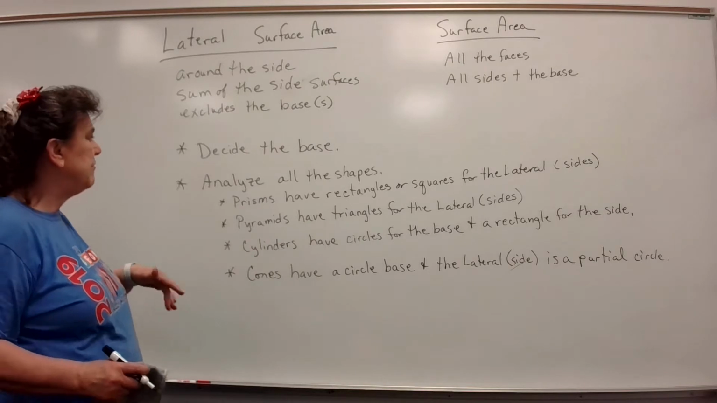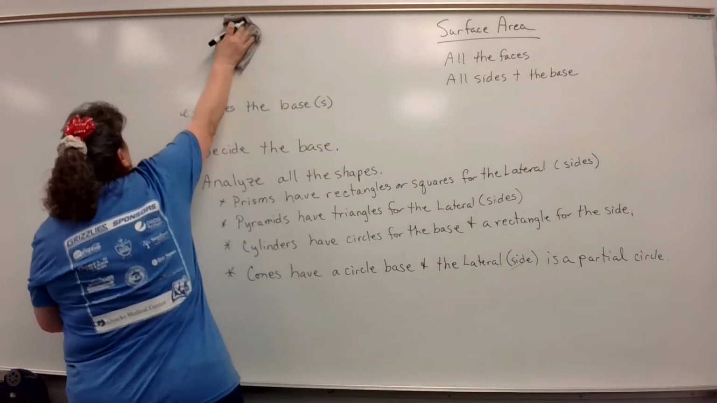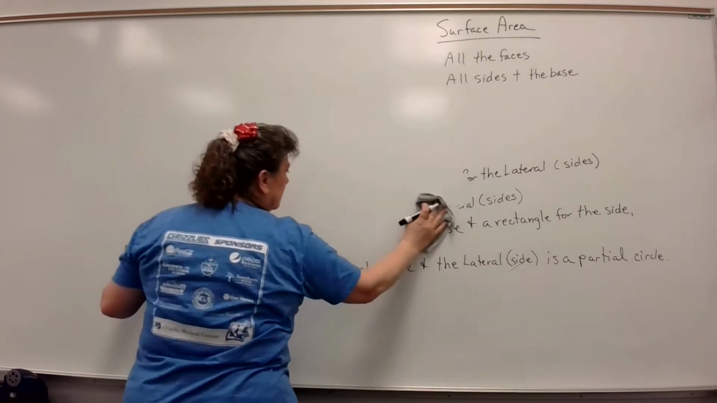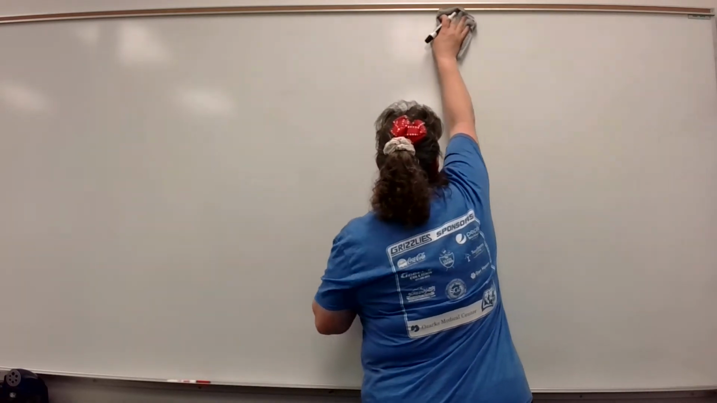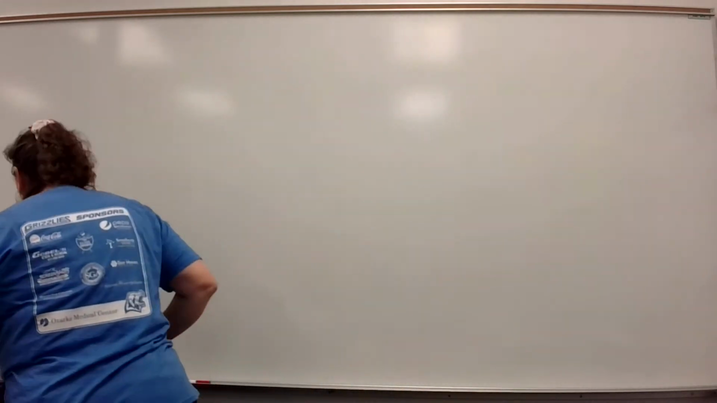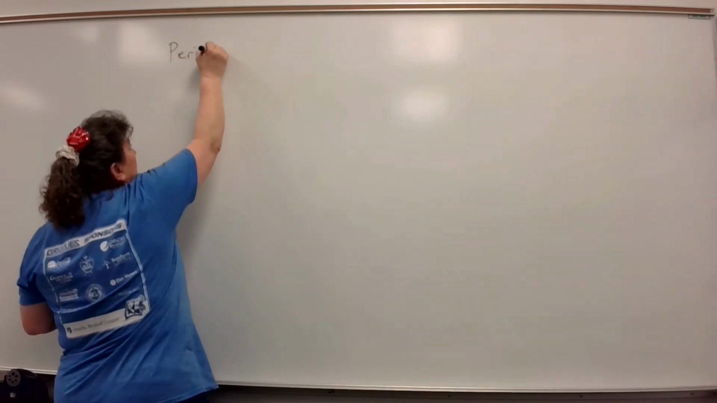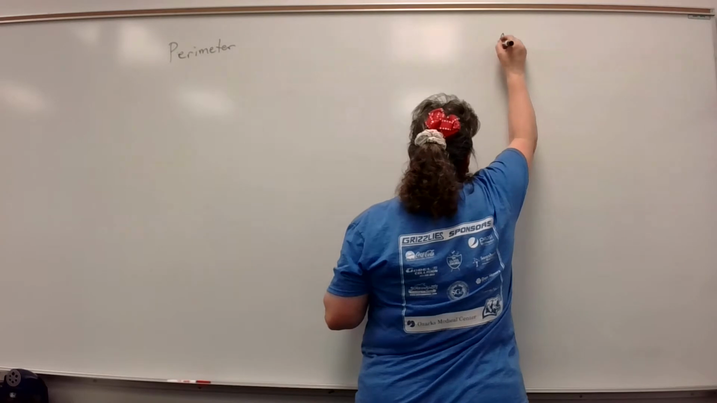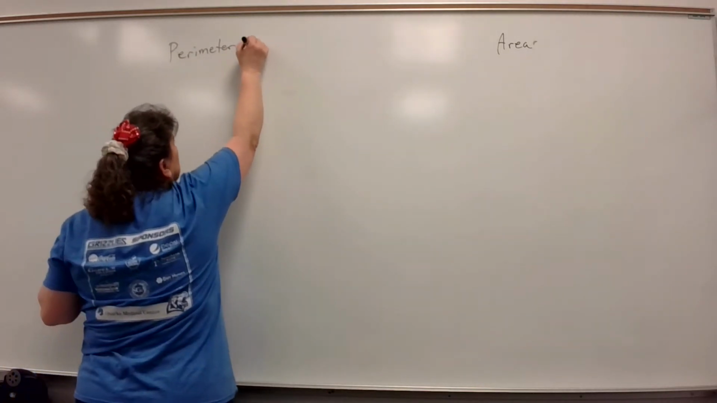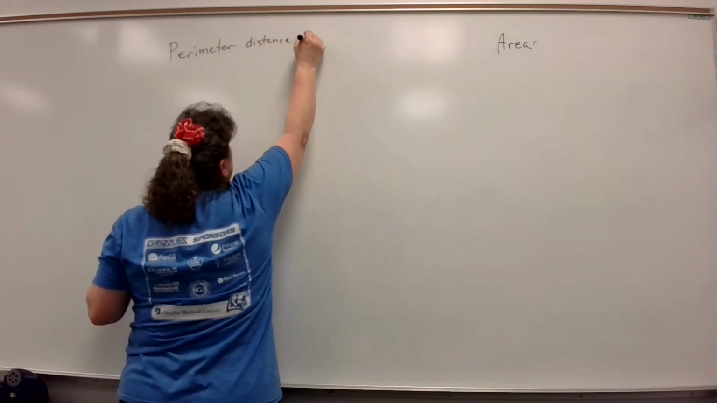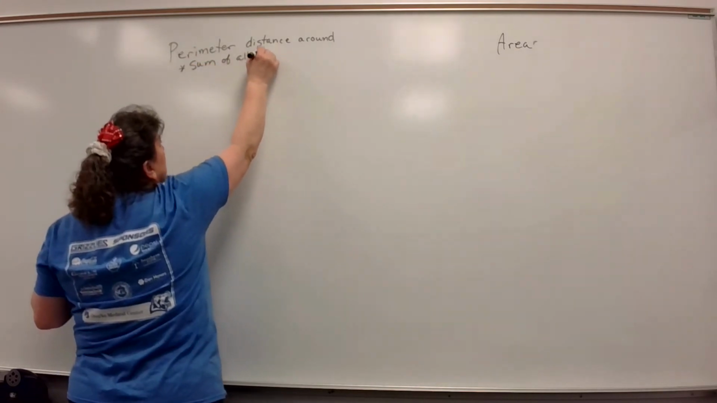these have a lot of formulas, but before we go into the formulas, I want to cover one other thing about surface area. Remember, we have already talked about perimeter and area. Perimeter, remember, was the distance around. And the distance around was calculated by the sum of all the sides.